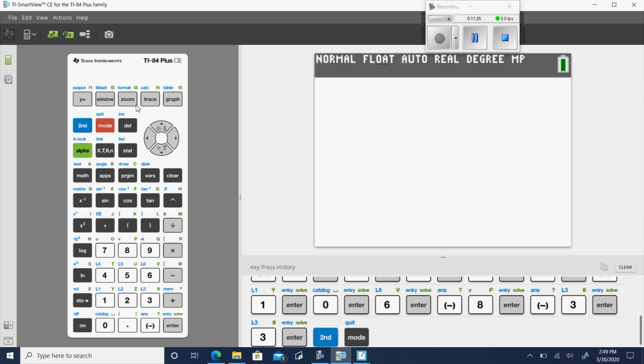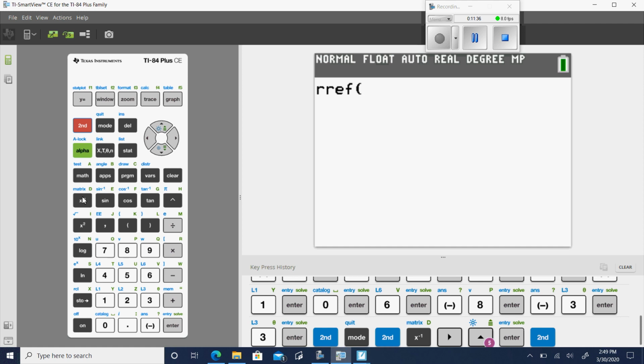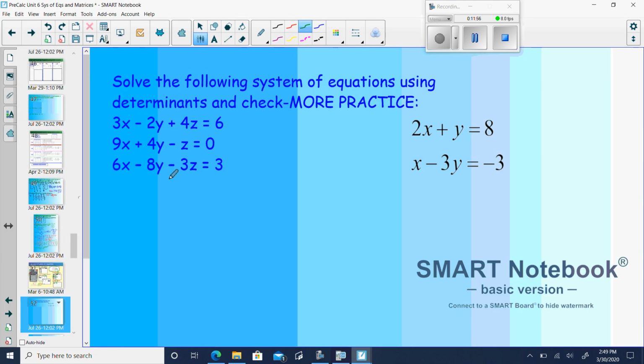So second mode to quit. Now we want to come into matrix, and we want to get to B because we want reduced row echelon form. So reduced row echelon form of what? Well, we want matrix A. Reduced row echelon form of matrix A. And it tells us 1/3, -1/2, and 1. So we come back here and do this. We put this on the calculator, and we get 1/3, -1/2, and 1.